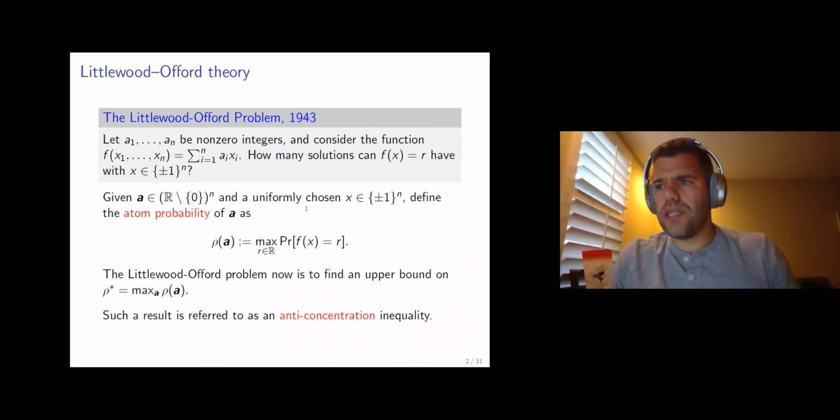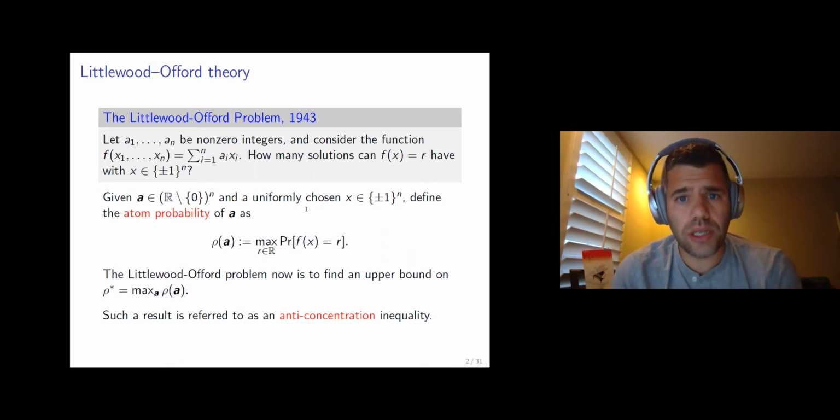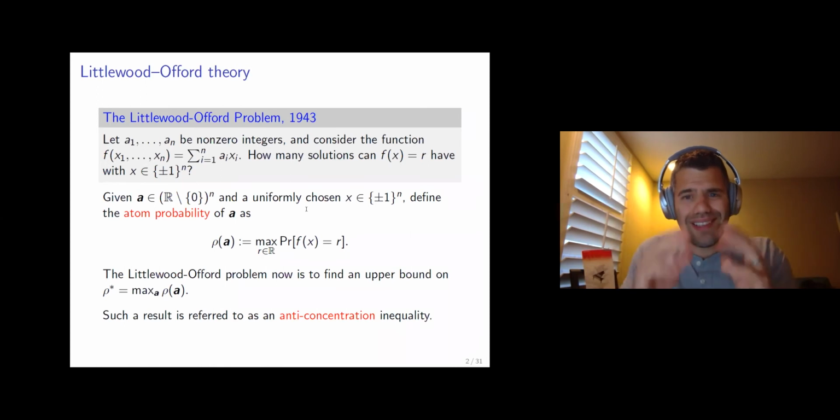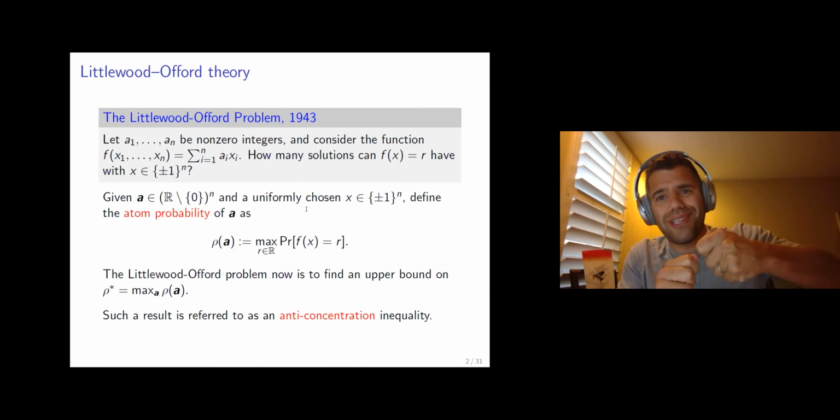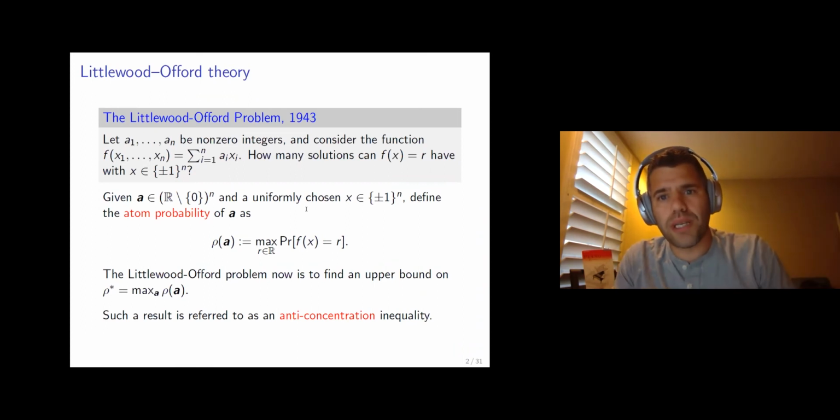Such a result is referred to as an anti-concentration inequality, as opposed to concentration inequalities, where we want to show that a random variable is very well concentrated around its mean. Here we want to show that actually the probability to hit any specific number is not that large.